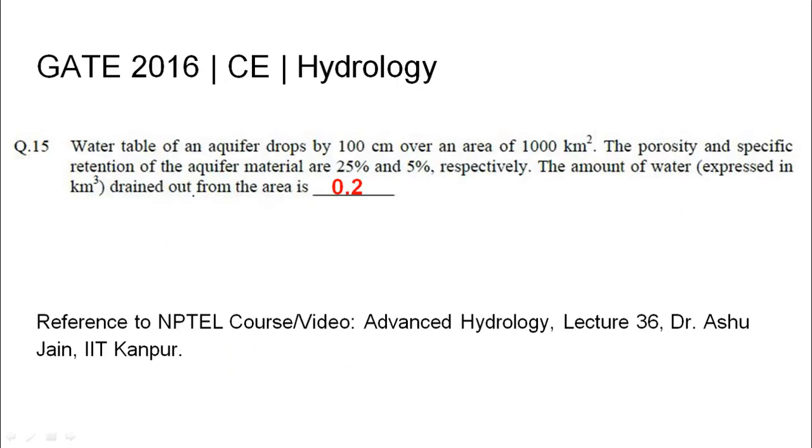So the amount of water drained out from the aquifer area is 0.2 kilometer cube. The relevant NPTEL reference has been cited.